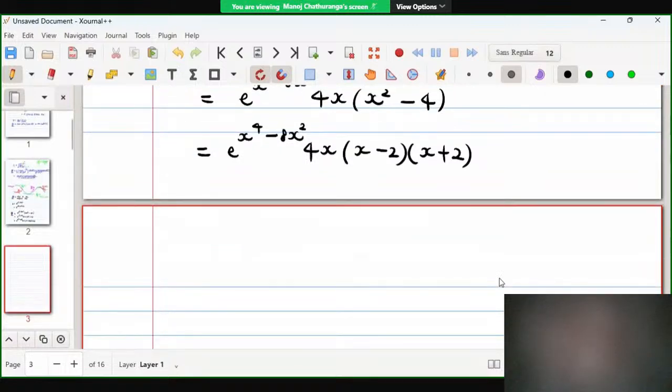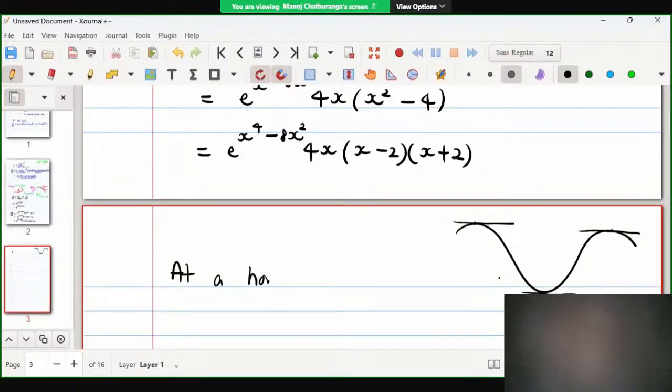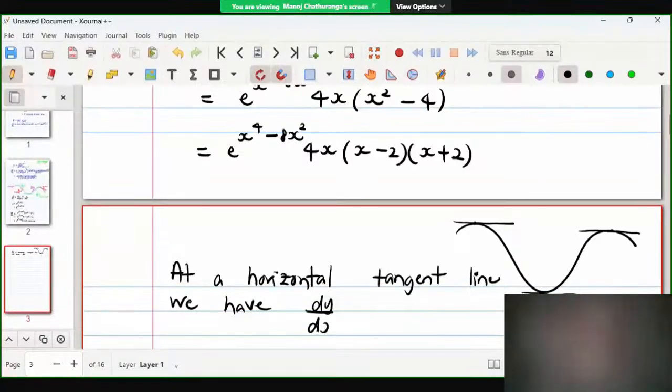Now, to have a horizontal tangent line, we always need a zero of the derivative. Horizontal tangent line means zero of the derivative. So for the horizontal tangent line, we have dy over dx equals zero.